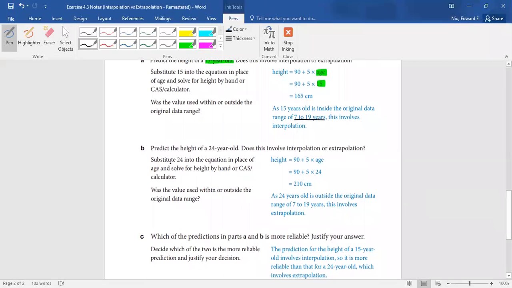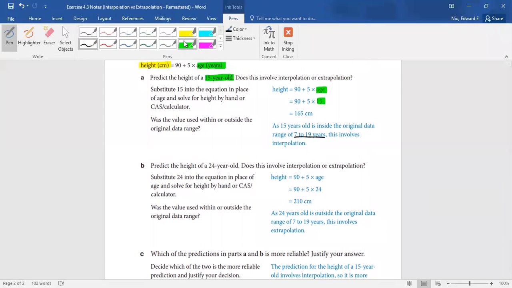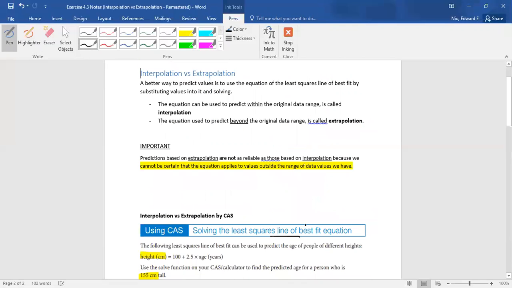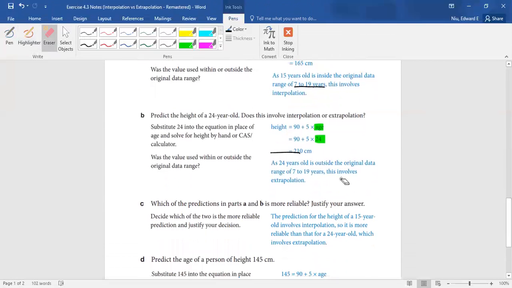So predict the height of a 24-year-old. Well, remember we had yellow and green for age and height. Here we sub in 24, and if we plug the right side into our CAS calculator, we're figuring out this is going to be extrapolation because it's outside the 7 to 19 years range.